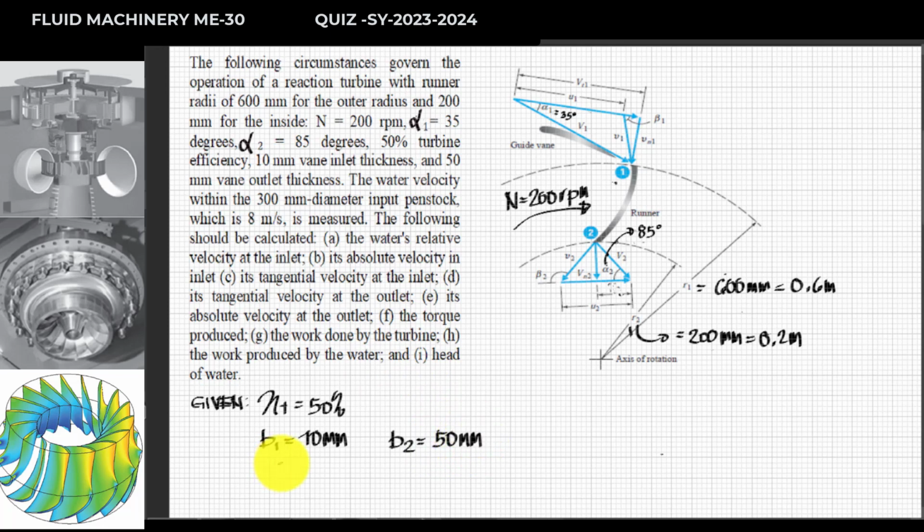Now converting this, this will be 0.01 in terms of meter, and this is 0.05 in terms of meter. And we have the water velocity within the 300 mm diameter input penstock.